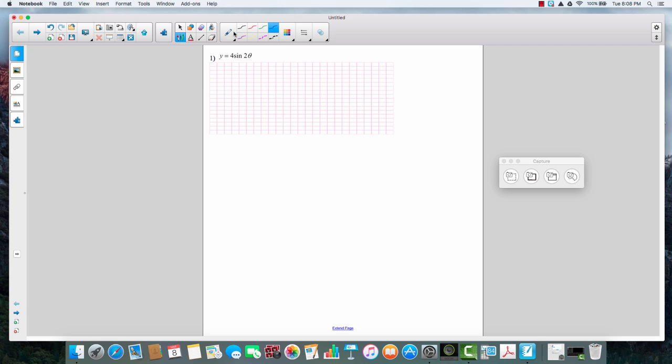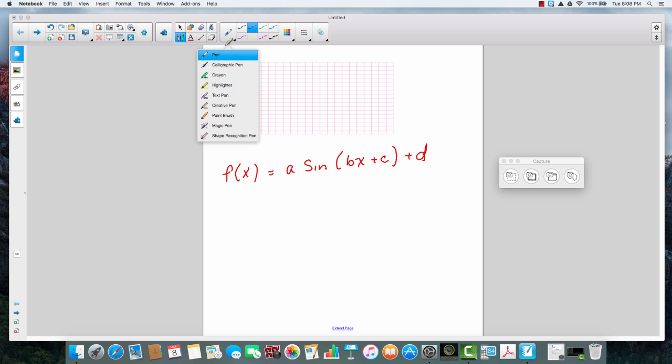Tonight we're going to graph trig functions. If you recall, the standard form of a trig function is f of x equals a sine bx plus c plus d. But in the beginning, we're only going to worry about graphing with a's and b's.